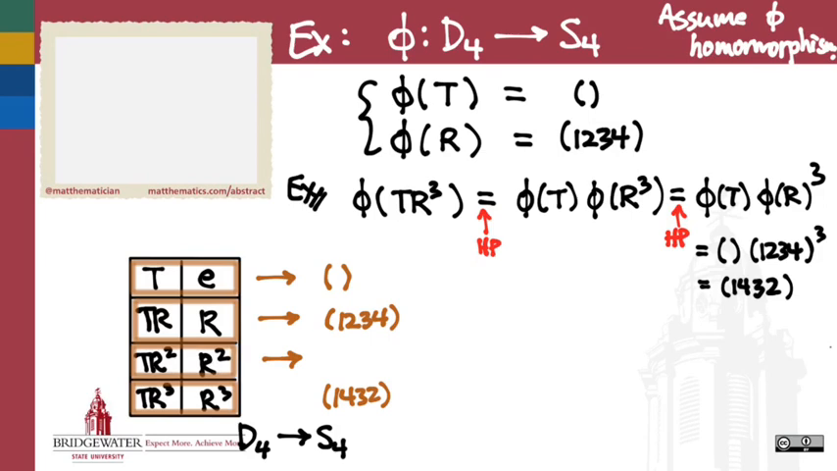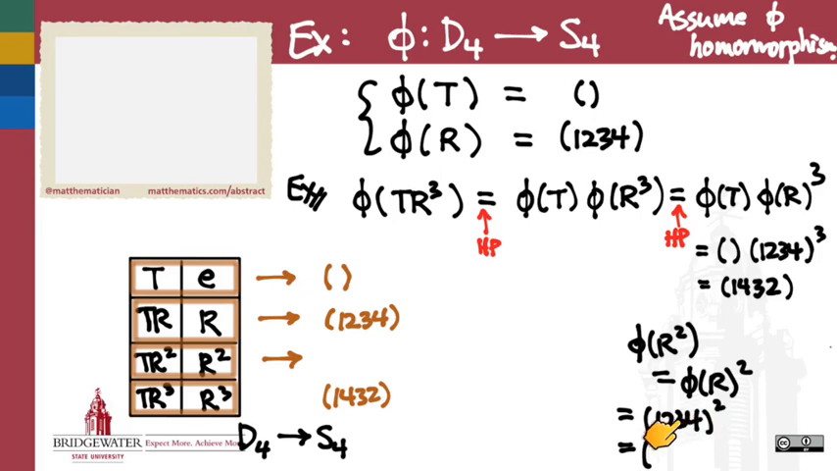What's phi of R squared going to be? So it's the 4-cycle 1, 2, 3, 4 to the second power. And in that 4-cycle, the second power, 1 is going to take 2 steps to the right. So 1 is going to go to 3, which is going to take 2 steps to the right and end up at 1. So 1, 3. And then 2 is going to take 2 steps to the right and end up at 4. 4 is going to take 2 steps to its right and end up back at 2. So we get a product of 2 transpositions, 1, 3, 2, 4, as the image.